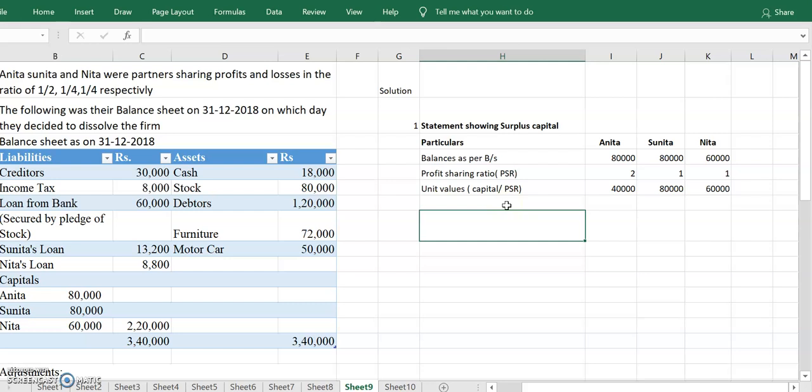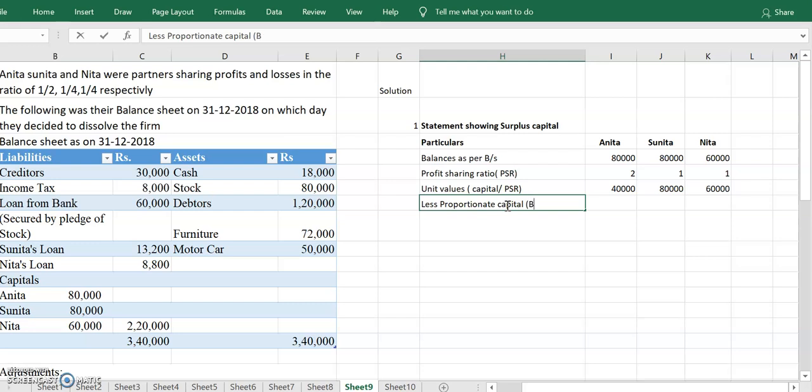When we find out the unit value, we start the next step, that is the less proportionate capital. What is your proportionate capital? You should consider the smallest or the lowest unit value of any one partner, the partner who has the smallest unit value. So less proportionate capital. Consider the smallest unit value.